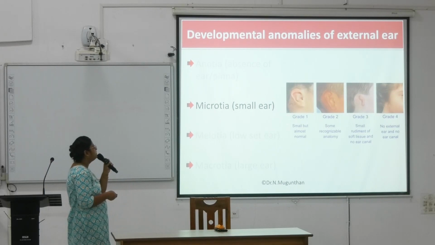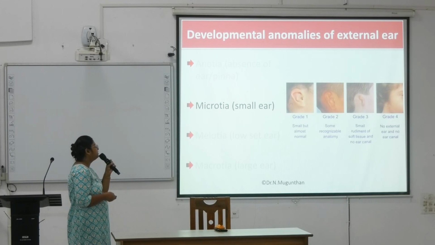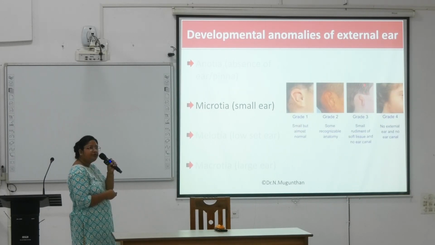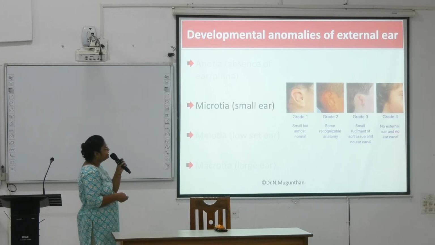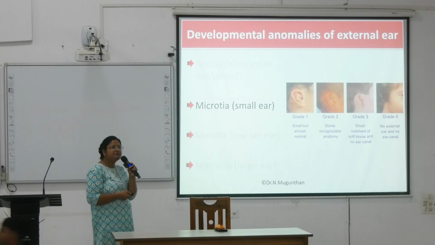Grade 1: it is small but almost normal. Grade 2: some recognizable anatomy, here the anatomy is abnormal. Grade 3: small rudiment of soft tissue and no ear canal. You can see no ear canal and a small rudiment of pinna. Grade 4: no external ear and no ear canal. The patient cannot hear, sound will not enter.